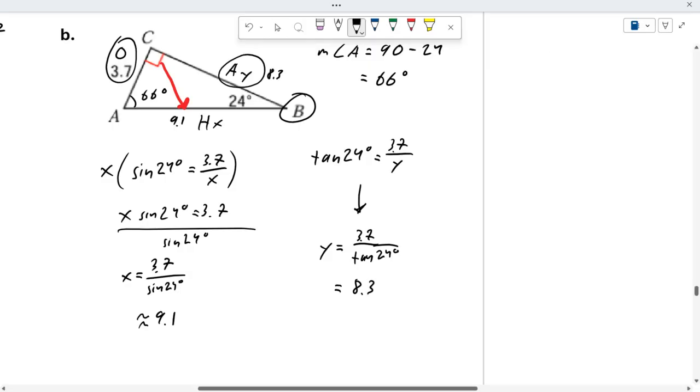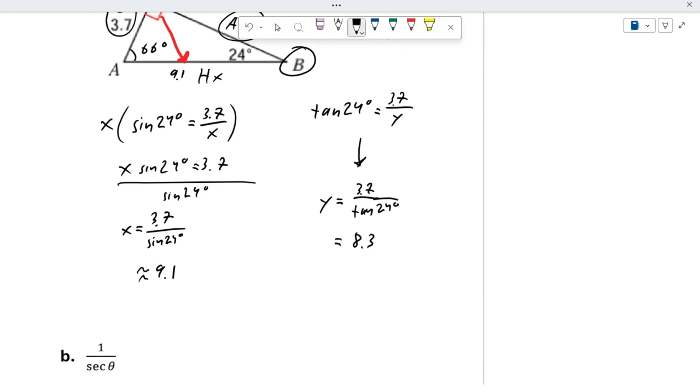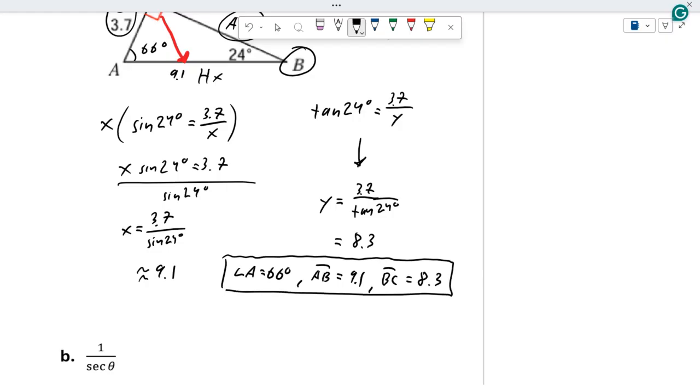So 8.3 goes there. Just to make life easier on whoever is looking at this, we're going to say that angle A is 66 degrees. We're going to say that AB, which was my hypotenuse, is 9.1. And we're going to say that BC, which was my other leg, is 8.3. And those are my answers.